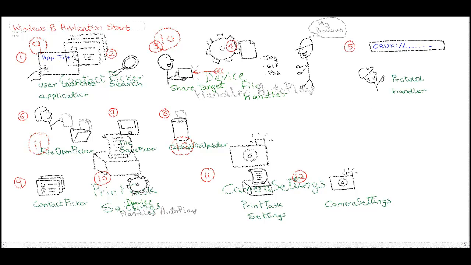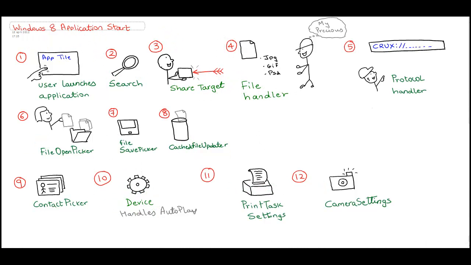So in all, these are the 12 ways in which a Windows 8 application can get invoked or started: when the user launches, searches, or acts as a share target, or as a file handler or a protocol handler, or provides content or allows content to be saved, or contacts, as well as handling autoplay, and finally print and camera settings.